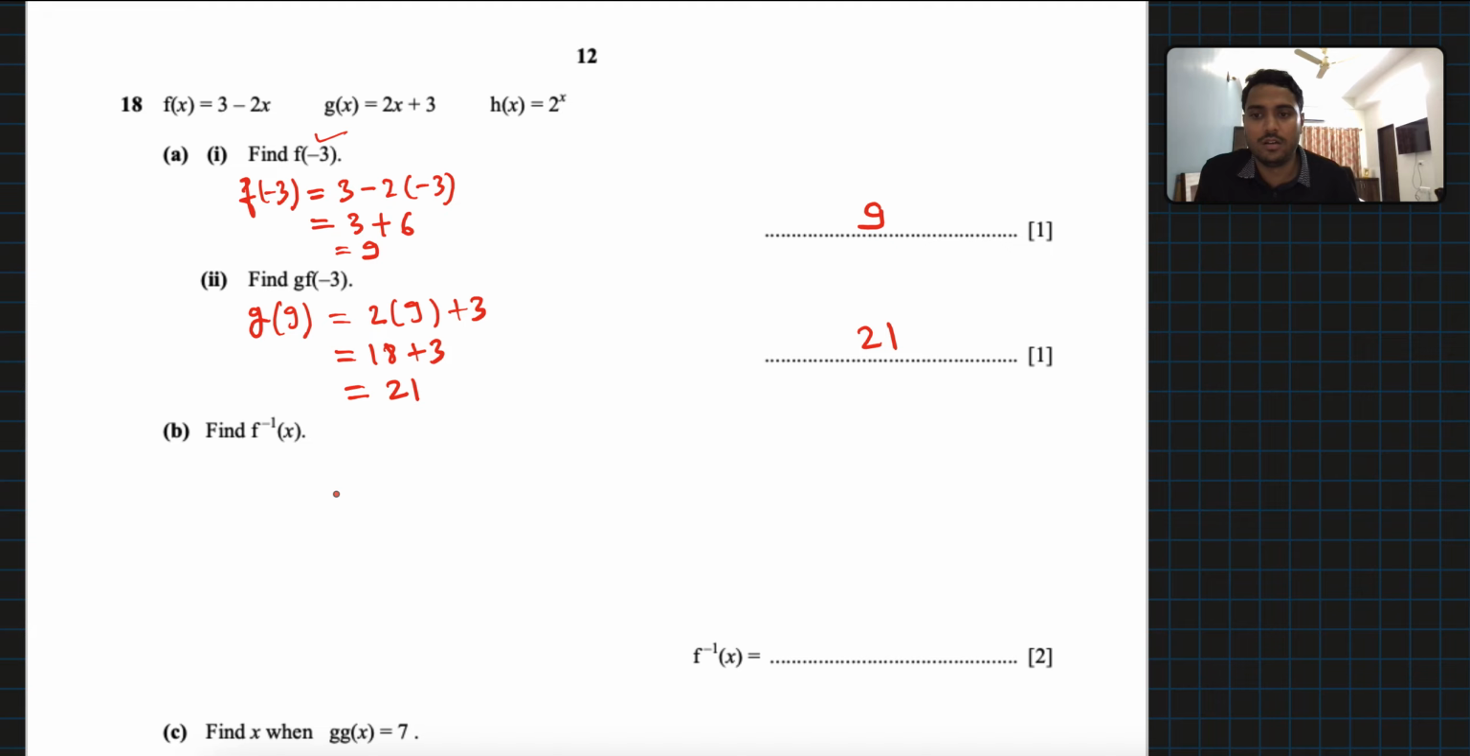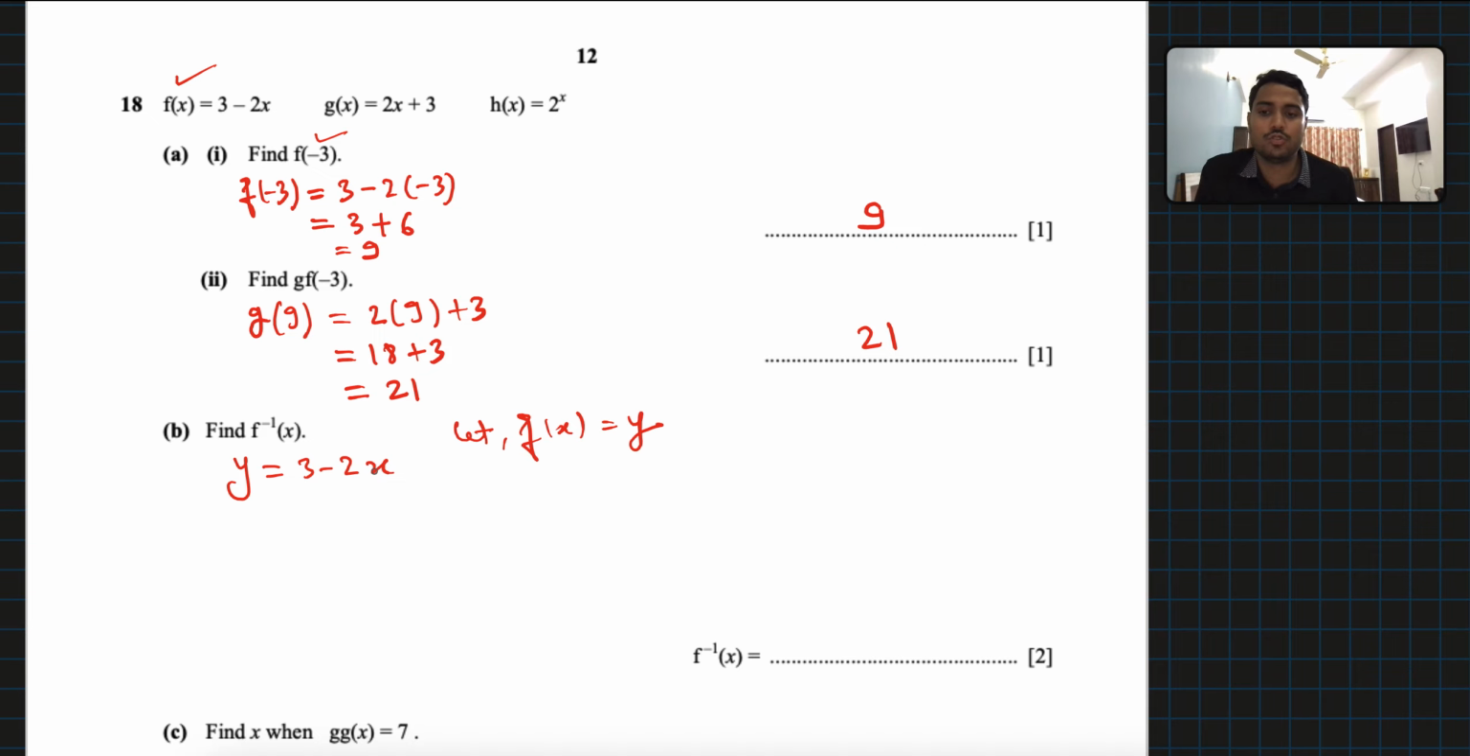Part B, f inverse of x. We have to find the inverse of f of x, the inverse function. So first of all, write down the function y equals 3 minus 2x. Or you can just let f of x equal to y.